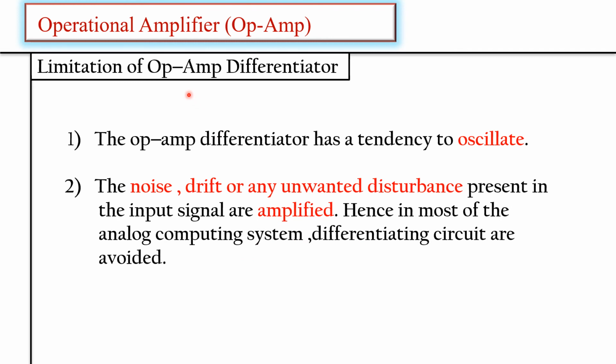So limitations of op-amp differentiator. The op-amp differentiator has a tendency to oscillate. The noise, drift or any unwanted disturbance present in the input signal are amplified. Hence, in most analog computing systems, differentiator circuits are avoided. They are not used because of drift, noise and unwanted disturbance. So these are limitations of op-amp differentiator.